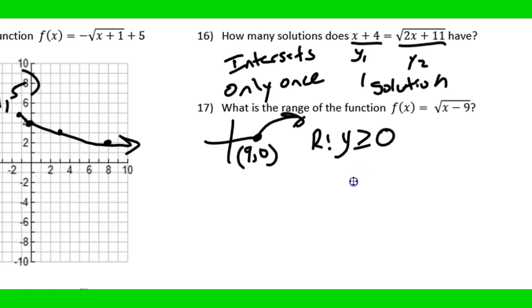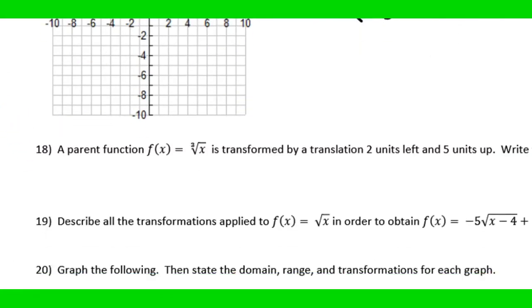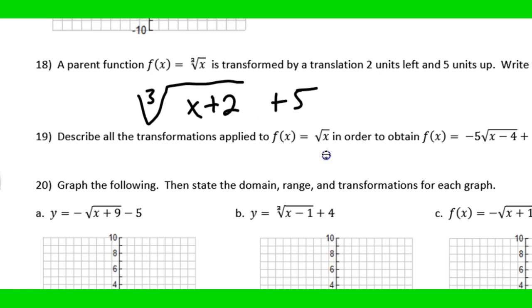Now let's go to this problem down here. 18. A parent function, all right, it was transformed. So here we go. We have the cube root of x. It's transformed 2 units to the left. So 2 units to the left means plus 2. And then 5 units up, so plus 5. All right. There we go.